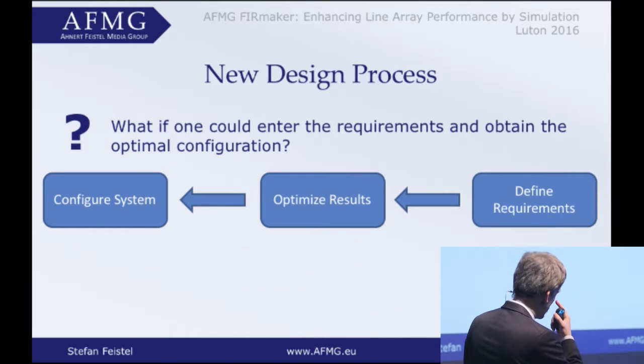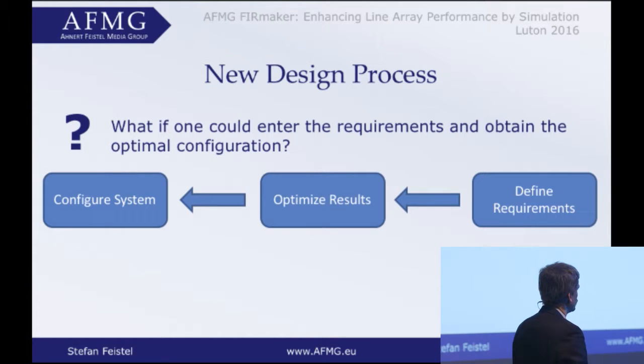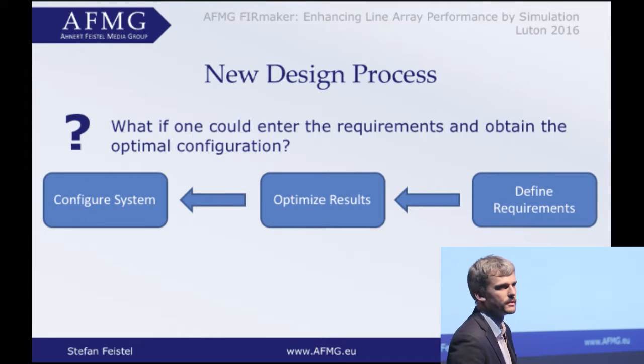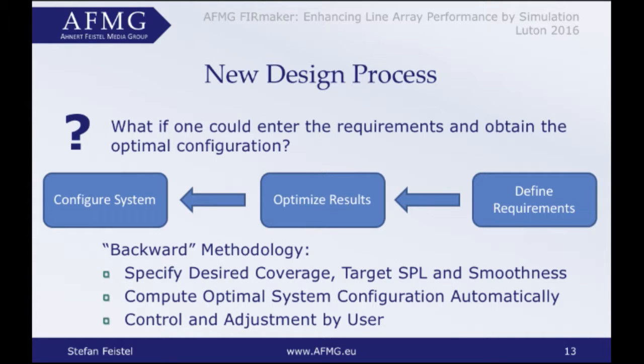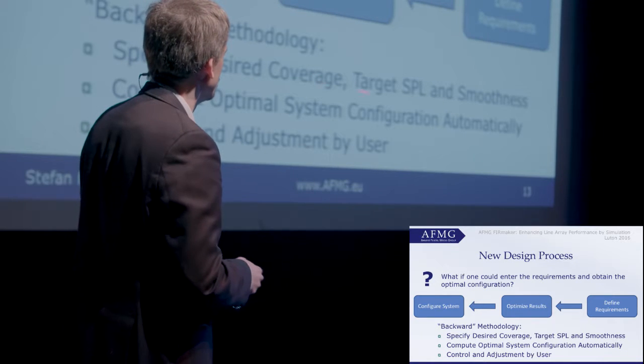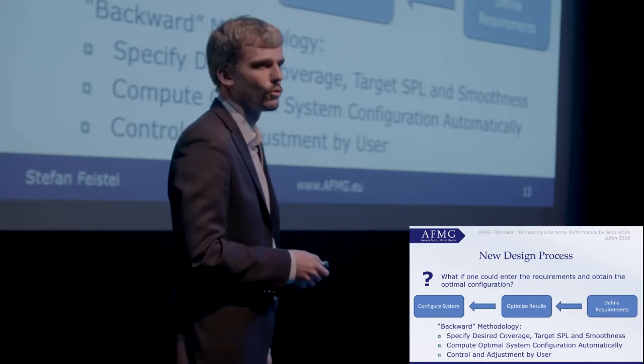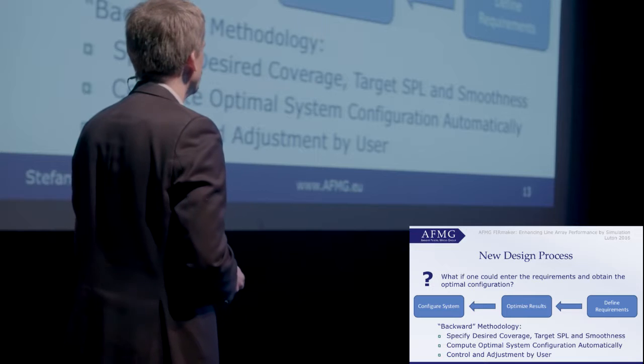Now, what would it be like if one was able to define the requirements for the venue, for the audience that you want to achieve, and then the software would do its calculations and provide you with a system configuration that you should be using? Wouldn't that be nice? You could define, for example, requirements relating to the desired coverage, target SPL, or the smoothness, and the software could compute the parameters of the system automatically in order to achieve or come close to the desired results. And that's in part future talk, really, but we are strongly moving in that direction.